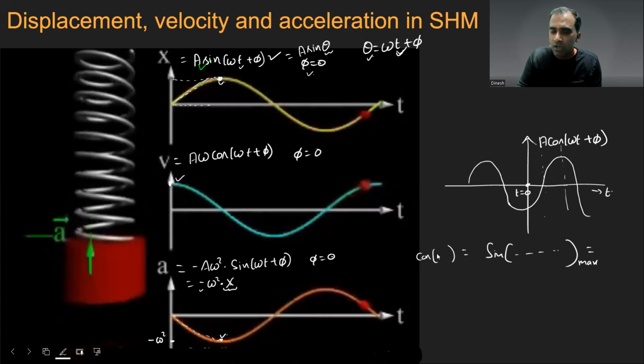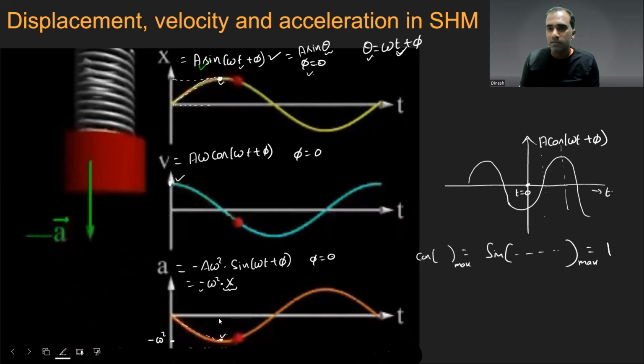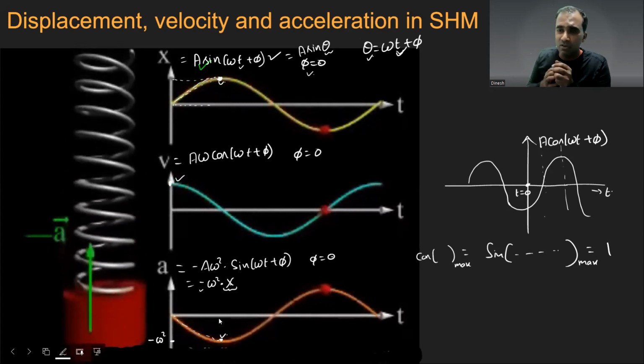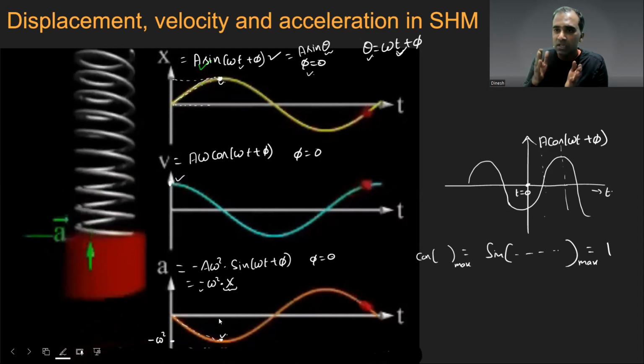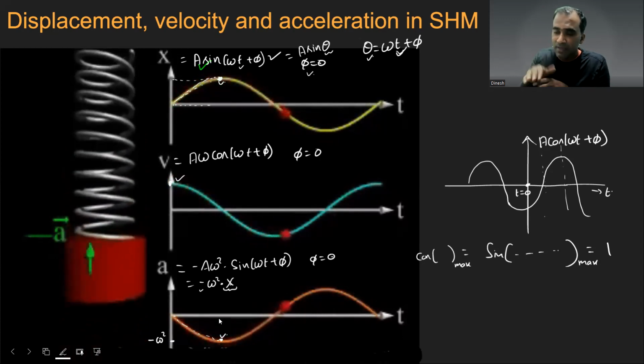Any garbage you put inside cos or sine, the maximum possible value for sine or cos is 1. You don't need to learn this by heart, okay? You know about cos and sine, no? You might have learned in 10th class. What is cos 0? 1. Cos pi by 2, 0. Cos pi is minus 1.